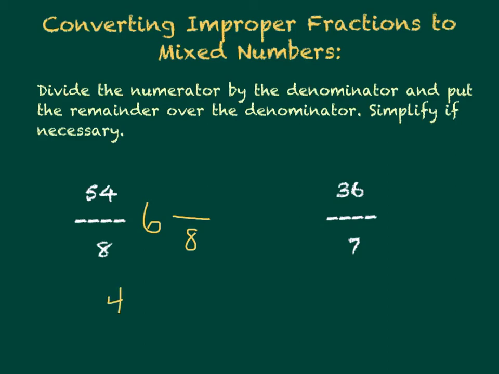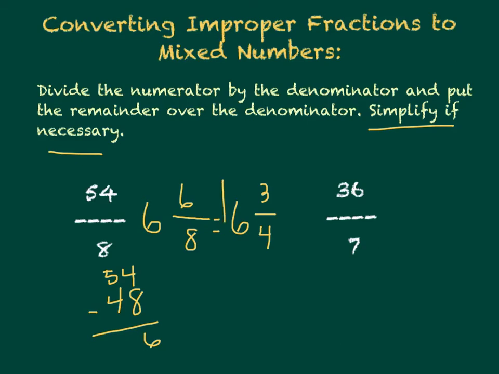Now I know 6 times 8 is 48. My remainder is going to come from finding the difference between the numerator I had there, 54, and whatever the whole number times the denominator was, so 48. So I'm going to have 6 there, and so I'll have 6 and 6/8. Now what I have to remember is that last step, simplify if necessary. Since 6/8 can be simplified, I'm not going to leave my mixed number like that, but I'm going to divide my numerator by 2 to get 3, and my denominator by 2 to get 4, and 6 3/4 is going to be my final answer.